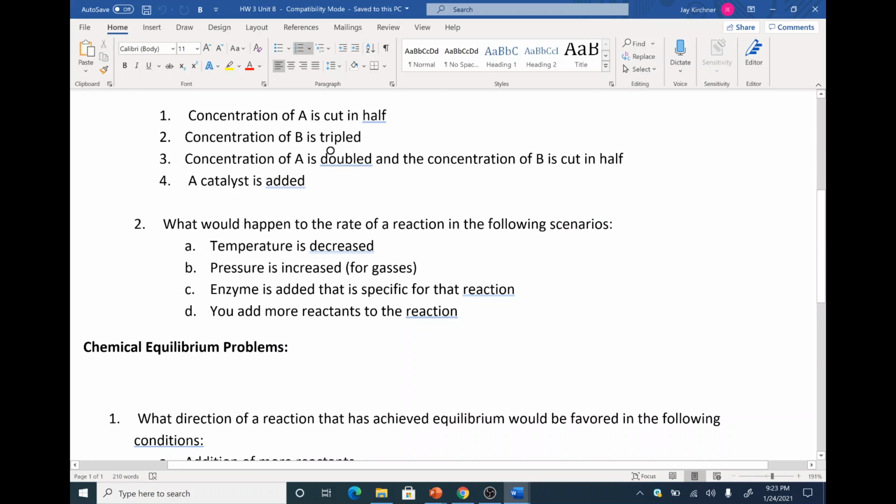Now these are just concept questions, thinking about collisions. If you decrease the temperature, the collisions won't happen with enough energy. Increase the pressure, that means they're colliding more often, that's good, that'll increase it. Enzymes, of course, make it go up really fast. Add more reactants, you're making more collisions.